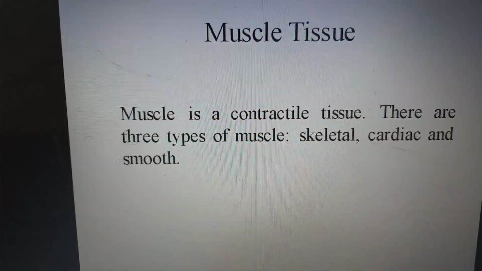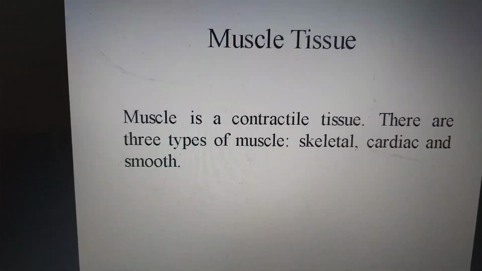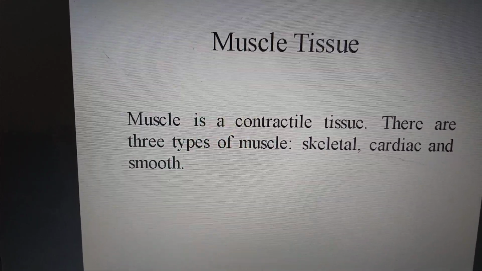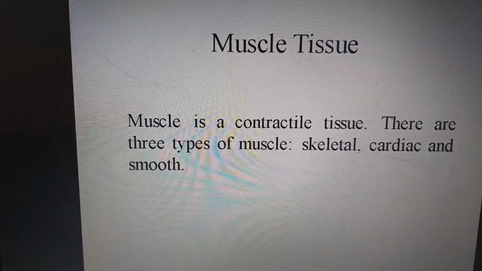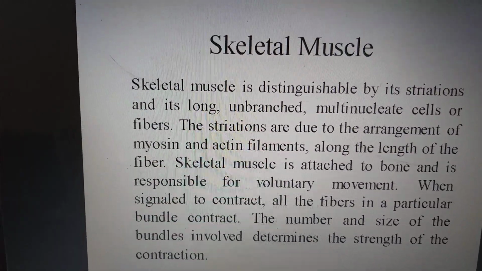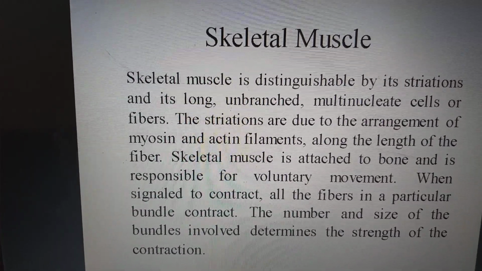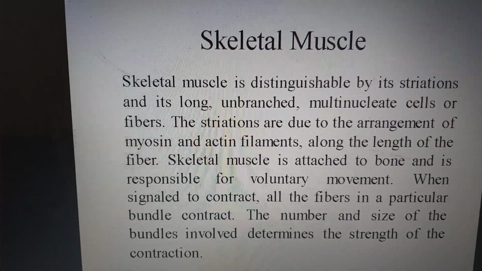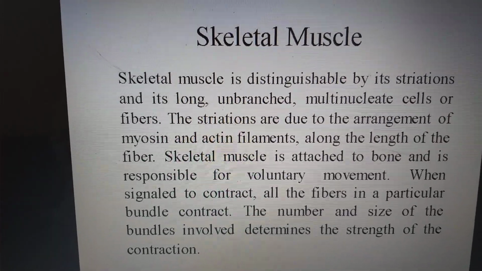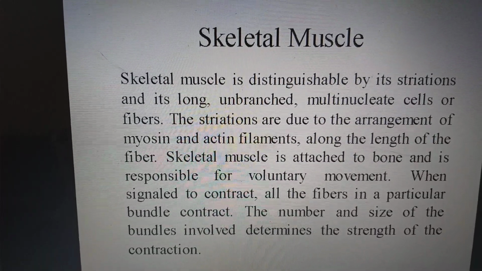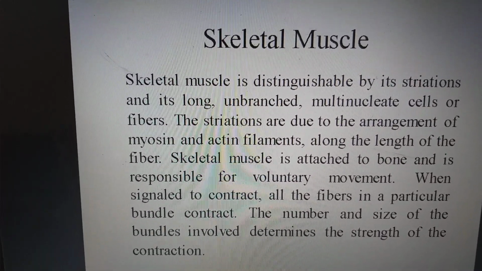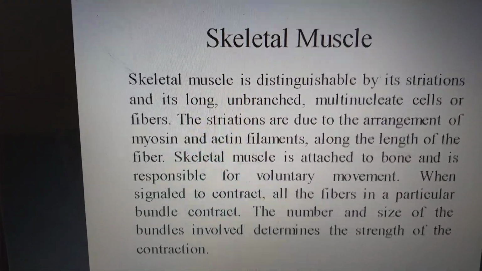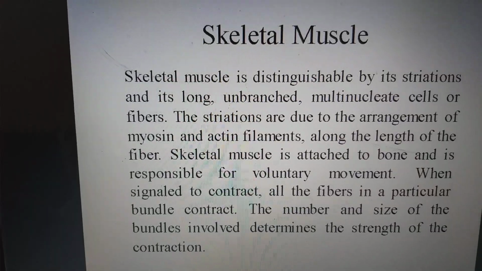And next, muscle cells. Muscle is a contractile tissue. There are three types of muscles based on the location: skeletal muscle, cardiac muscle and smooth muscle. First, skeletal muscle. The skeletal muscle is distinguishable by its striations, means lines, and its long unbranched multinucleated cells or fibers. The striations are due to the arrangement of myosin and actin filaments along the length of the fiber. The skeletal muscle is attached to the bone and is responsible for voluntary movement.